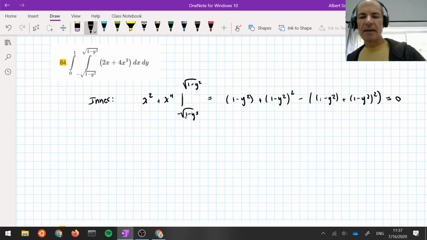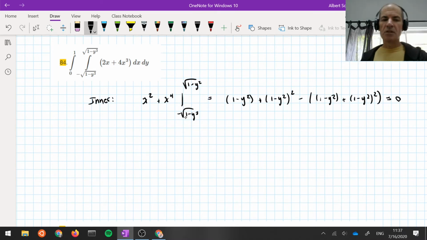And I might have figured that out anyway, because the upper and lower limits are just negatives of each other, and these are even functions. X squared is an even function. X to the fourth is an even function. Look at an even function over a symmetric interval like that, you're going to get 0. The inner integral turns into 0.